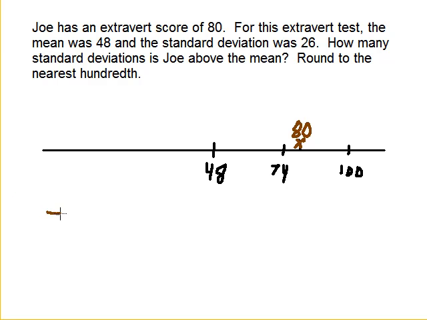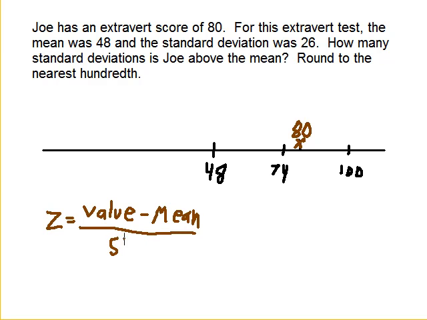A Z-score, here's our formula for the Z-score. Z is equal to the value, in this case Joe's 80, minus the mean, in this case 48, divided by the standard deviation, which I'll abbreviate as STDEV.